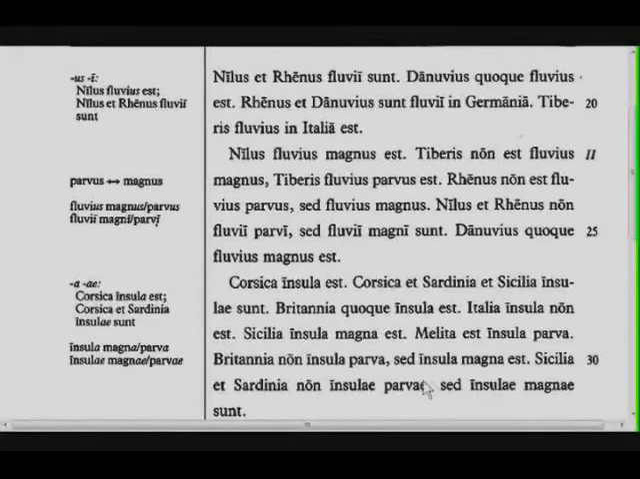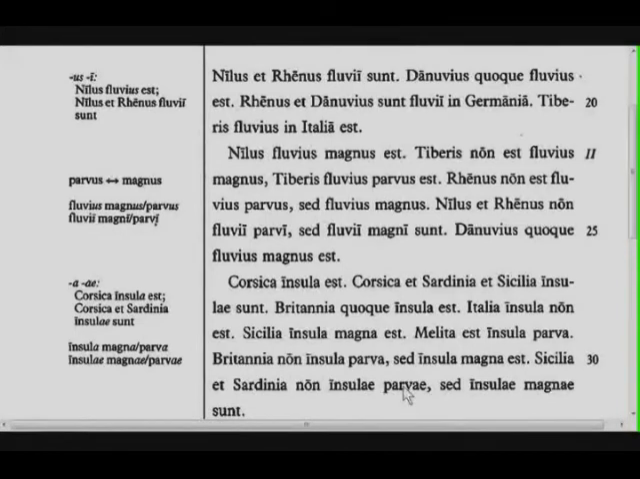The next grammar point I want to show you is in line 31. And so here we have magna and parva in one sentence, and in the next sentence we have magnae and parvae. Why do we have the different forms, magna parva and magnae parvae? And the reason is that we have adjectives, parvae and magnae, matching the appropriate nouns. So they're matching the case, number and gender. So parvae with insulae, magnae with insulae, and in the sentence above, parva with insula, and magna with insula.